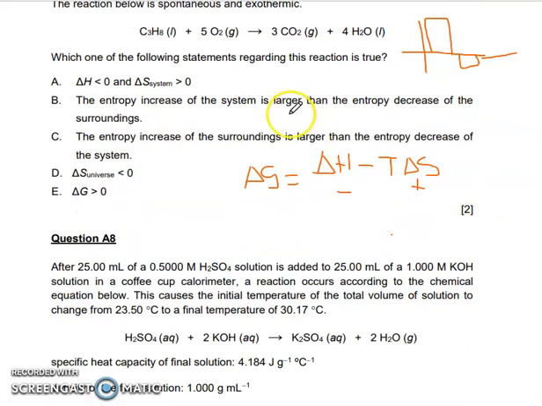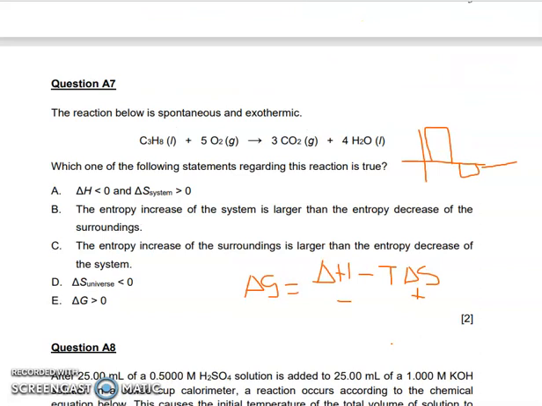And then this one, we are told that the reaction is spontaneous and exothermic. Exothermic means that it emits heat to the environment, right? So I use a hack. Exo, that's like exit. So exit means heat is getting out, giving out heat to the surroundings, right?